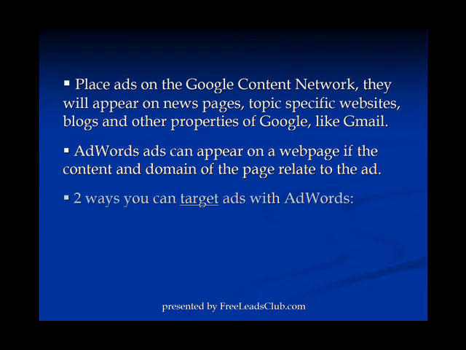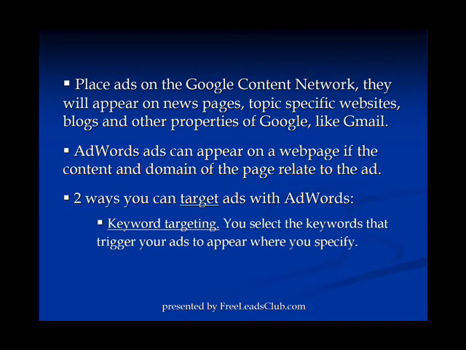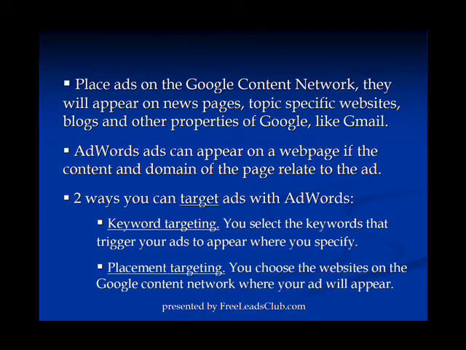There are two ways you can target ads with AdWords. The first is called keyword targeting. You select the keywords that will trigger your ads to appear where you specify on the Google network. Placement targeting allows you to choose the individual sites in the Google Content Network where you want your ad to appear. With a combination of keyword and placement targeting, you have a great deal of control over your ad placements to reach exactly the audience you want.